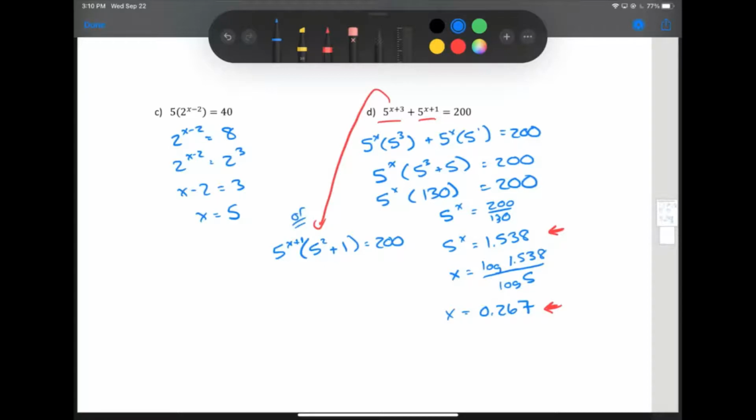So you could do it that way. You could factor out a 5 to the x plus 2, and you'd be left with 5 plus 1/5. Whatever makes it easier on you. I like to just take the power of x by itself and not have to worry about a plus 1 or minus 2 or anything like that. So it's completely your call, though.